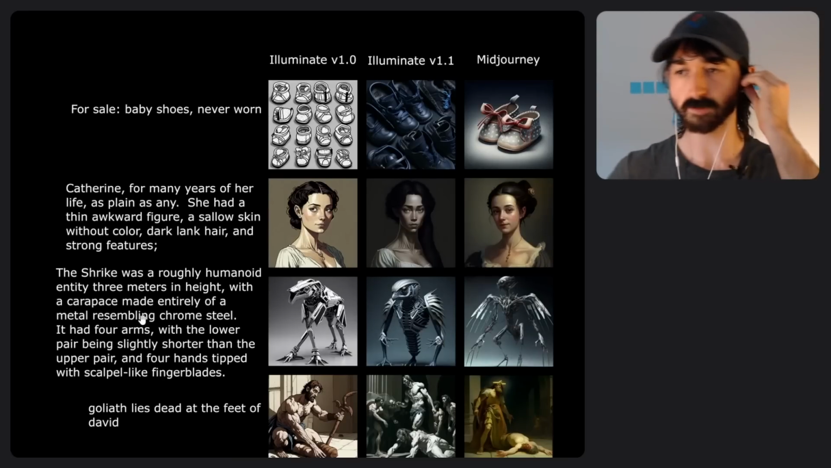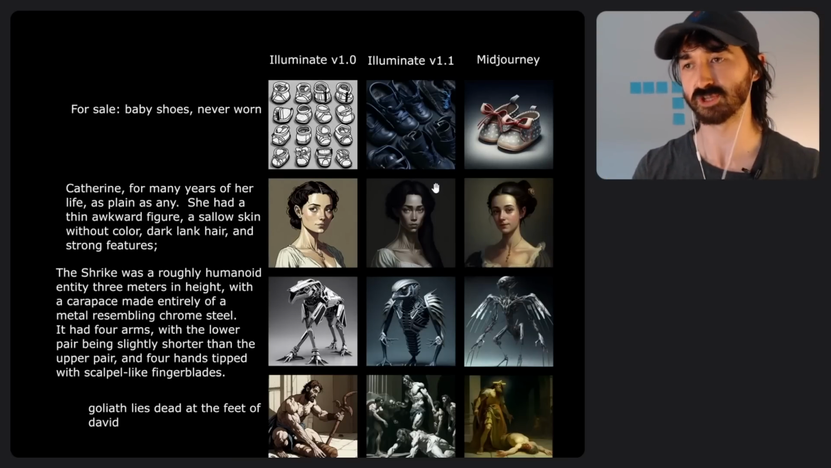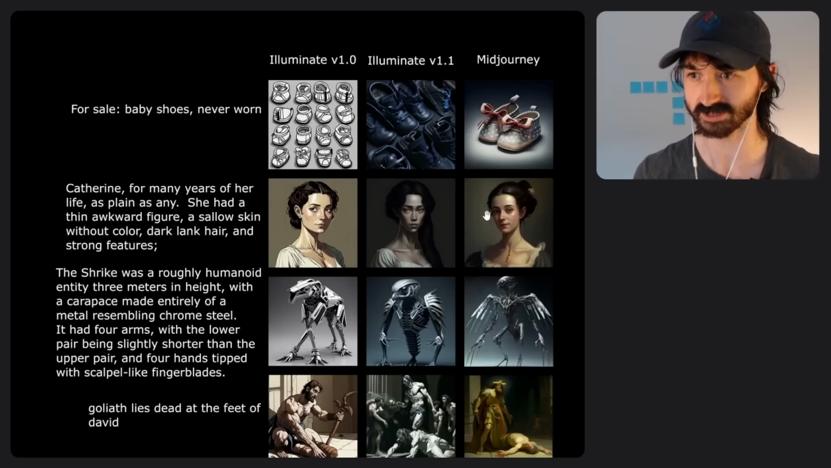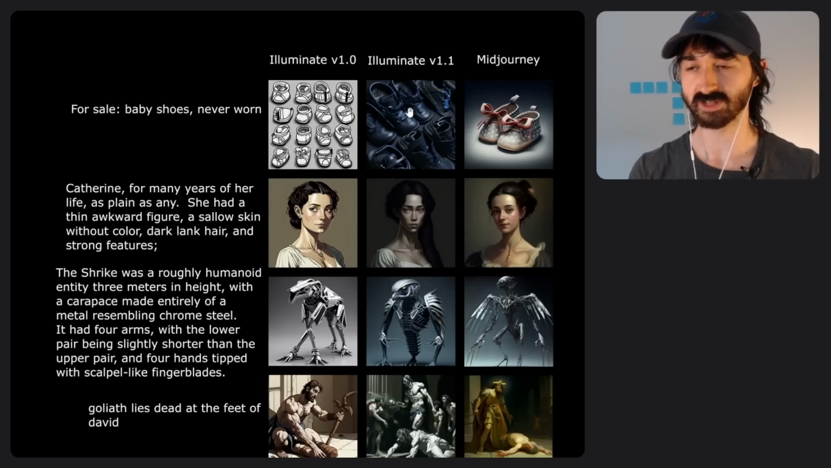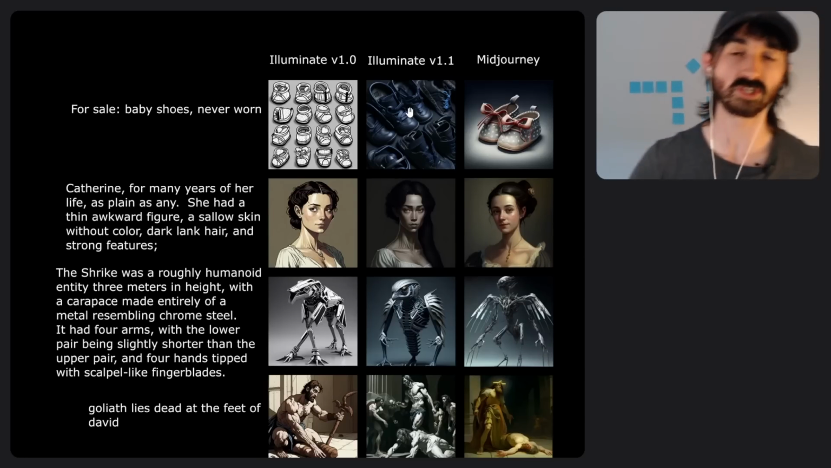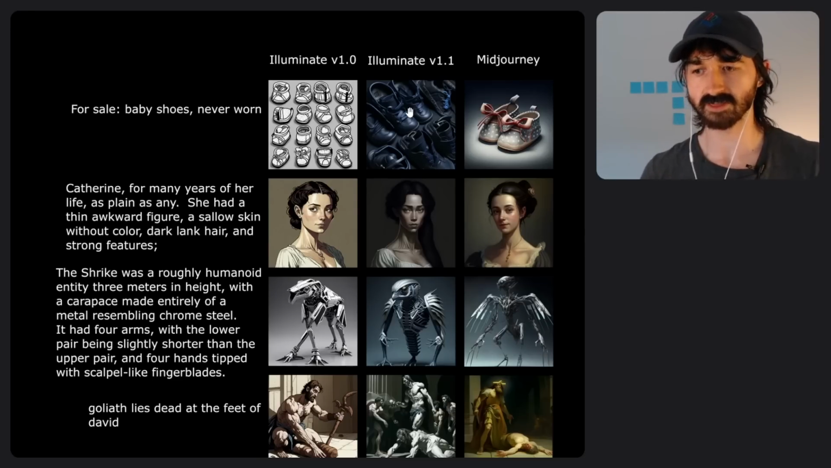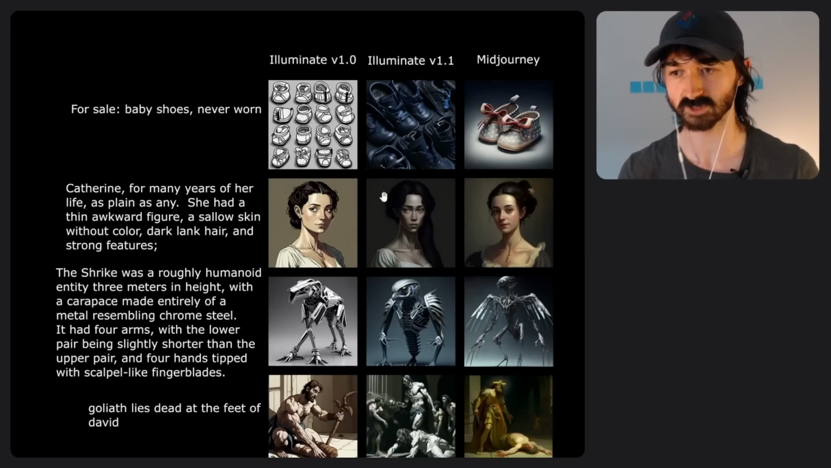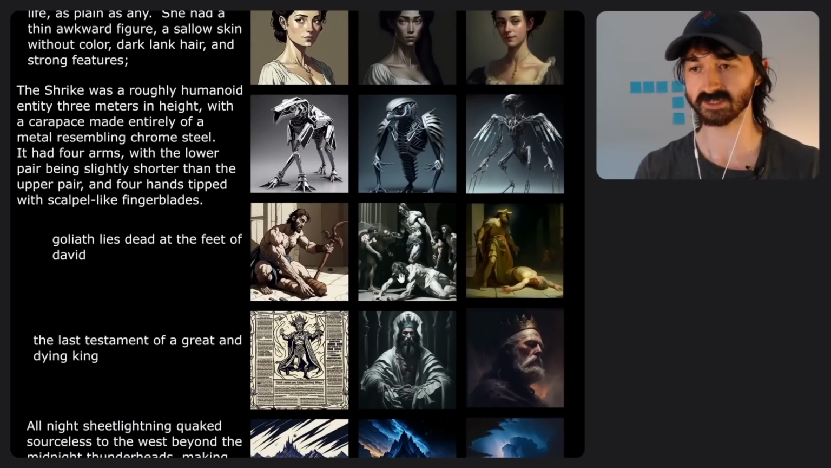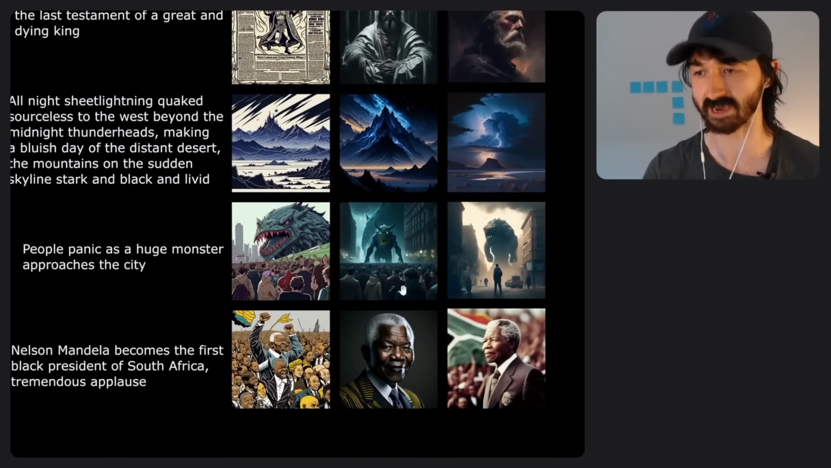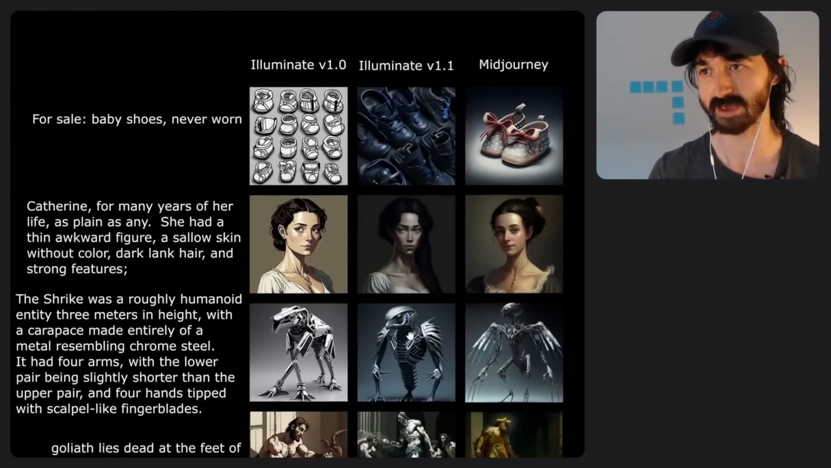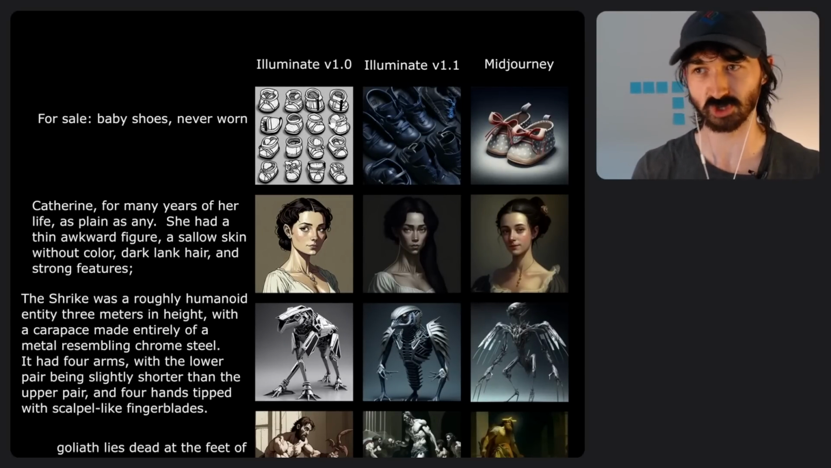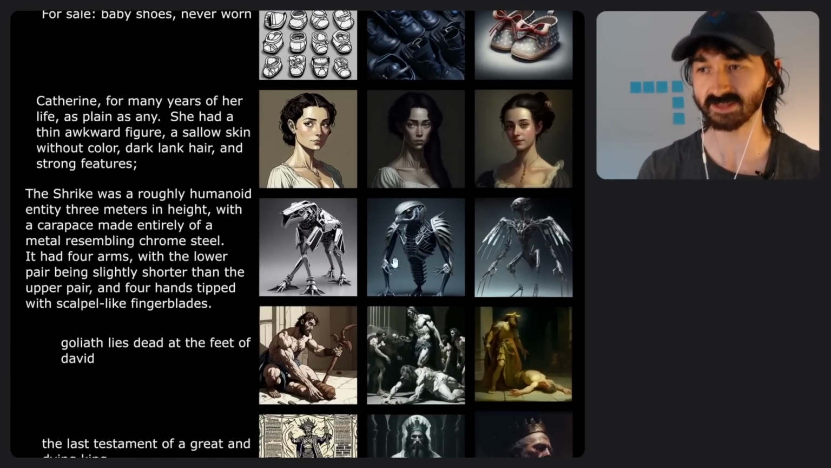I did a bit of a longer comparison. In the middle is Illuminate V1.1. This is the new model that was trained with offset noise. On the left is Illuminate 1.0, which was a model trained by the same guy. And I think it's quite similar, except this one was trained without offset noise. So by comparing the two, you should get some idea of how much better offset noise can make your images. That said, there's a chance that I wasn't using the optimal settings for Illuminate 1.0, so take this with a grain of salt.